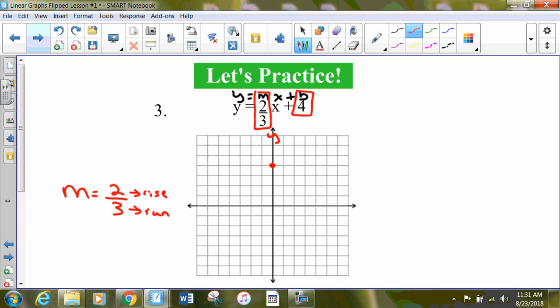So here we go. We're going to rise up. We're going to start from the point we just plotted. We're going to rise up 2, and we're going to run 3. 1, 2, 3. There's our second point. Connect the two dots.